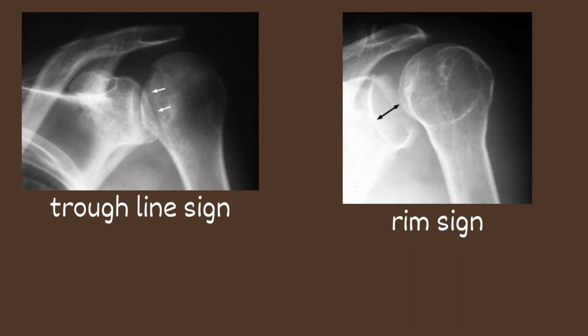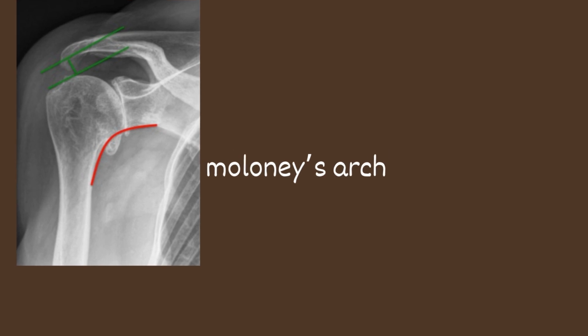So the first picture is showing the trough line sign, in which there is a dense vertical line in the medial head of the humerus due to the impaction of the humeral head. And the second picture is showing the rim sign, in which there is a widening of the glenohumeral joint of more than 6 mm. This picture is showing Moloney's arch, in which there is an acute angle present between the scapula and the humerus. What is the significance of this sign? It is used to distinguish anterior dislocations from posterior dislocations.